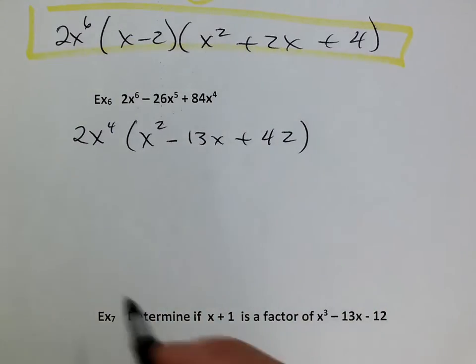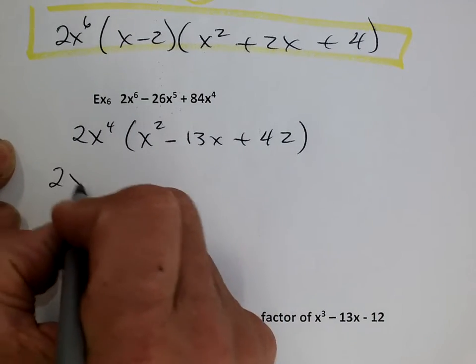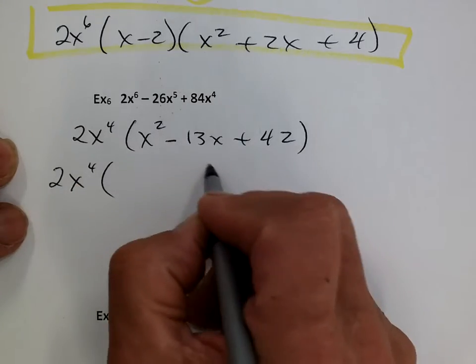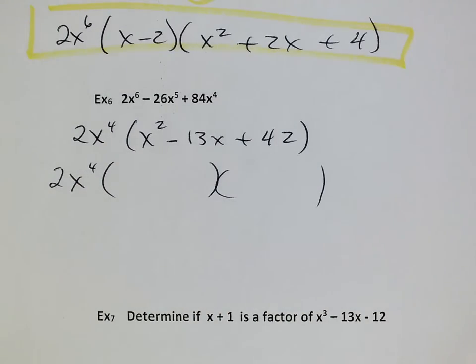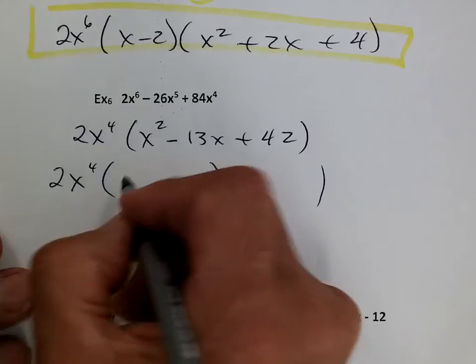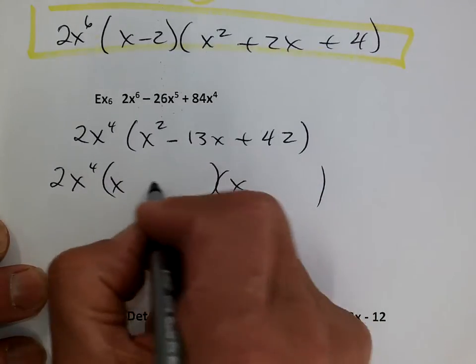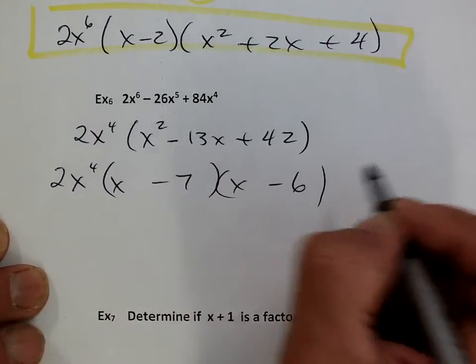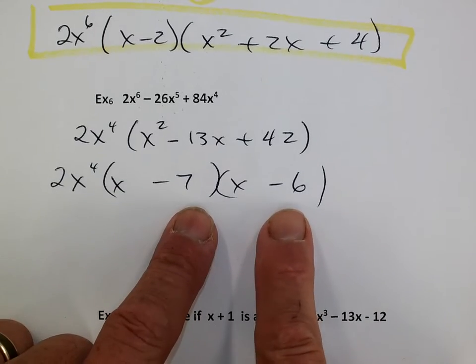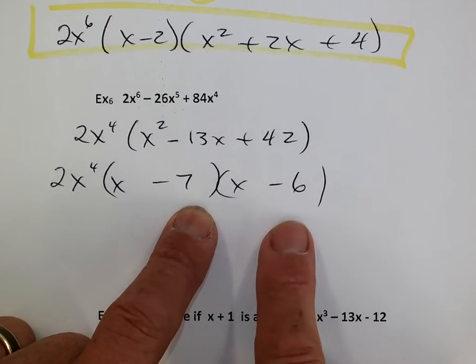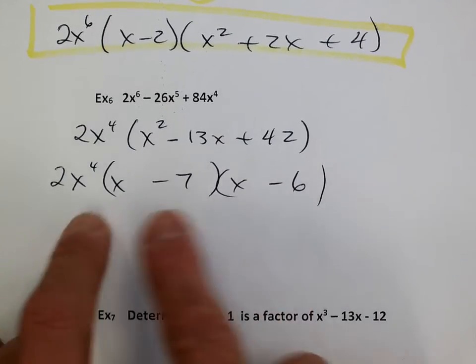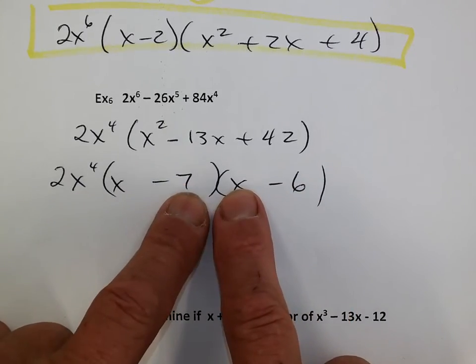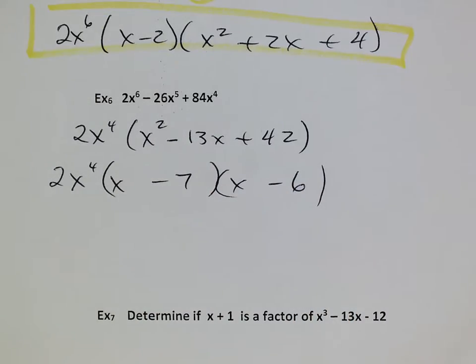So let's just do it. Keeping the 2x to the 4th out, because it's done, so we have to keep it. And then x minus 7 times x minus 6. Negative 7 times negative 6 is positive 42. And if I add them, negative 6x minus 7x gives me my negative 13x. Okay? There it is.